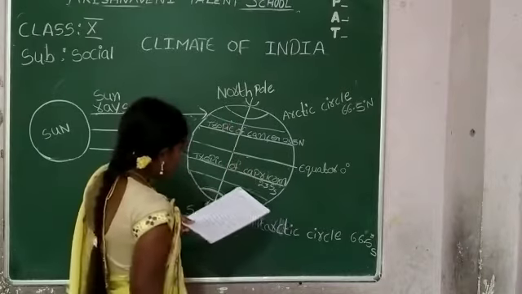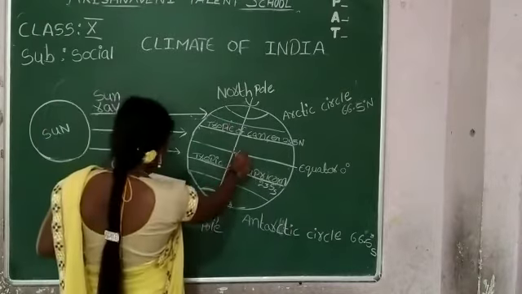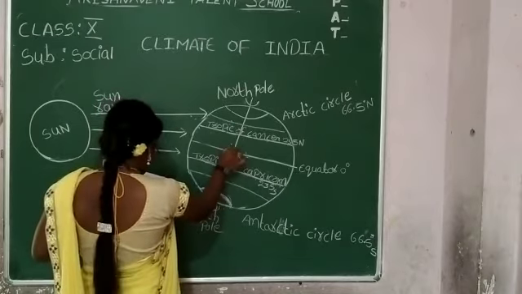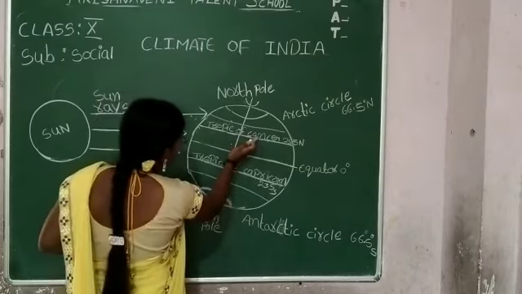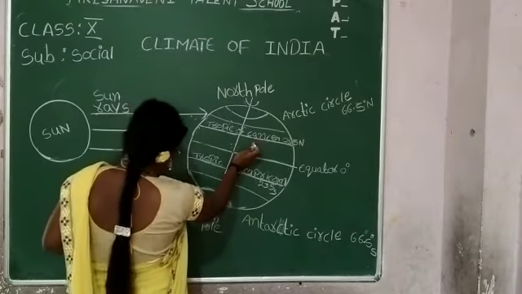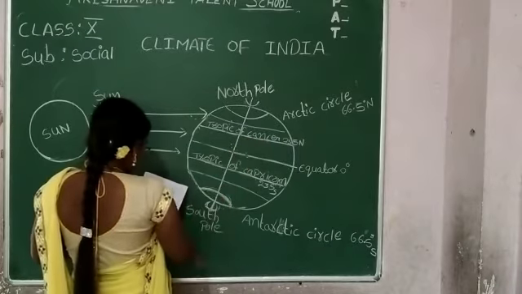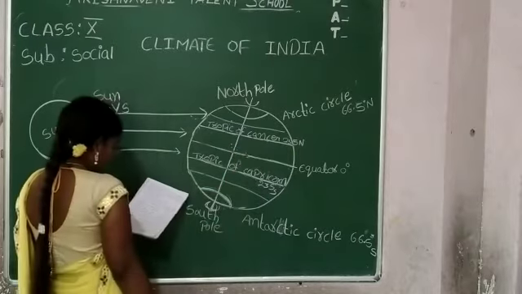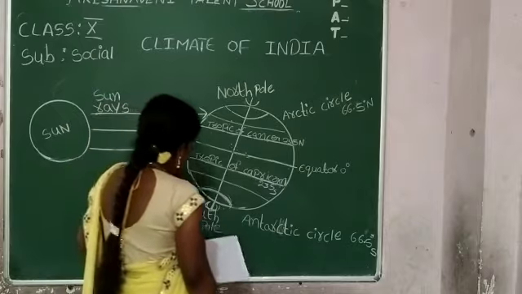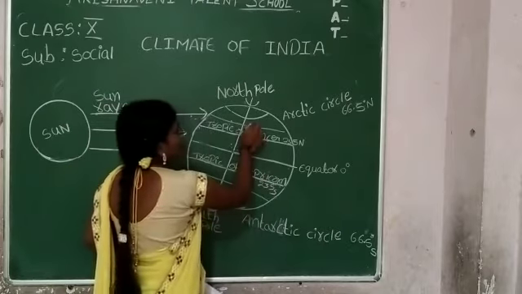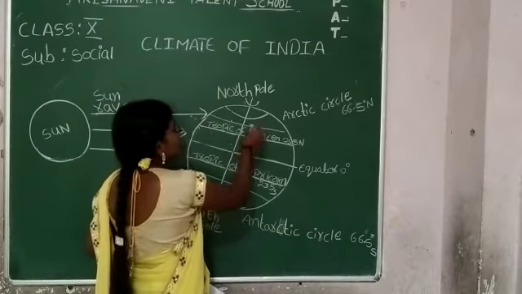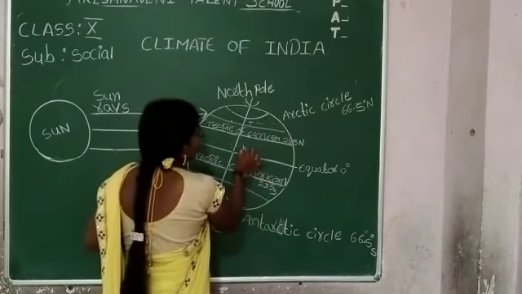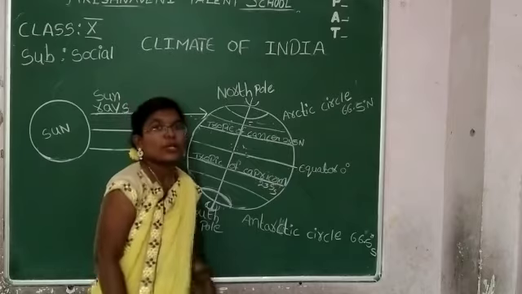The part south of the Tropic of Cancer lies in the tropical zone. The part north of the Tropic of Cancer lies in the temperate zone. See, this is the south zone, this is the north zone. So this is the temperate zone and this is the tropical zone.